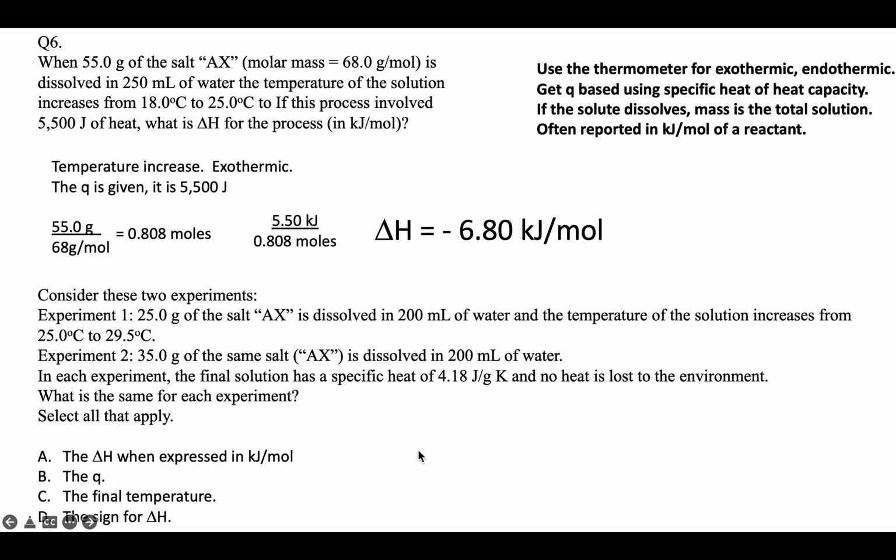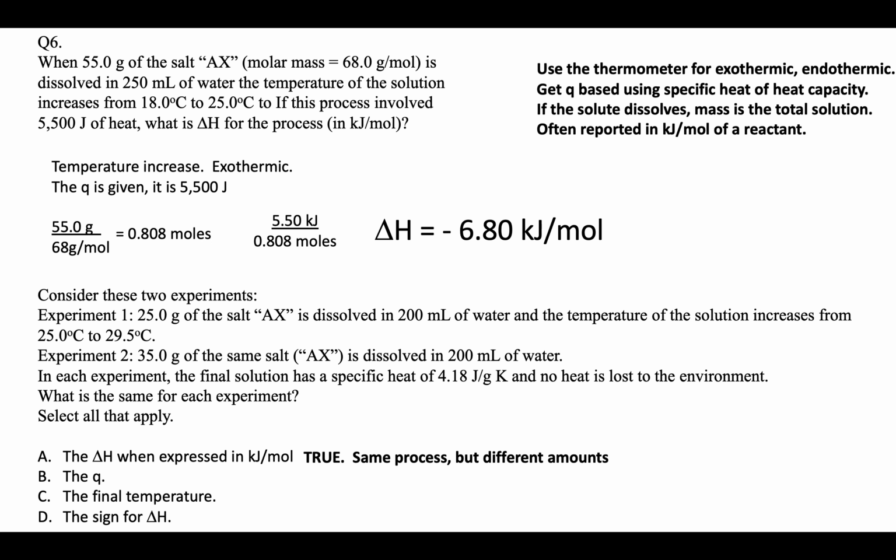But we're asked to compare each of these. What would be the same for each of these experiments? If it is the same salt dissolving, it will still have the same enthalpy change when I express it in kilojoules per mole. The whole point of expressing it in kilojoules per mole is that however much heat was involved, we're going to scale it back based on the number of moles of reactants that we have. If it is the same salt in both of these cases, it's going to have the same delta H value.